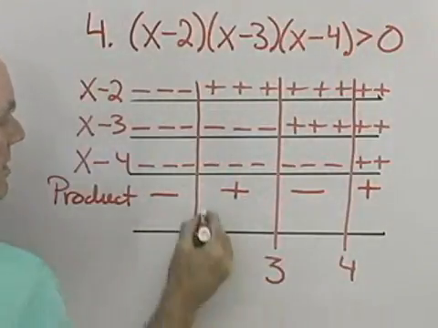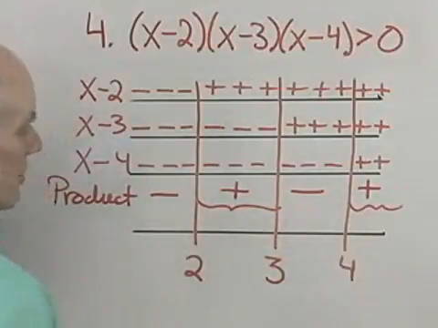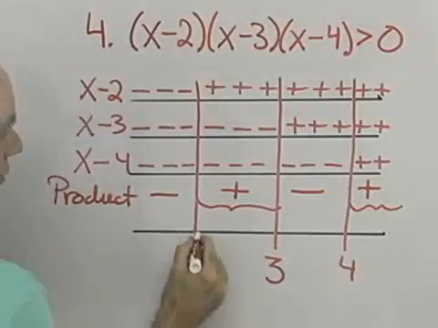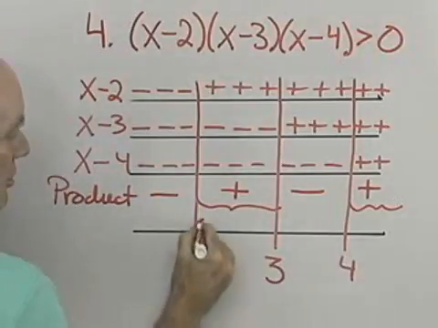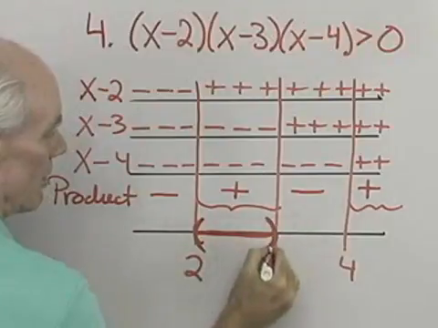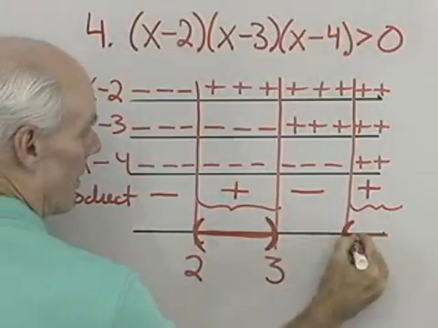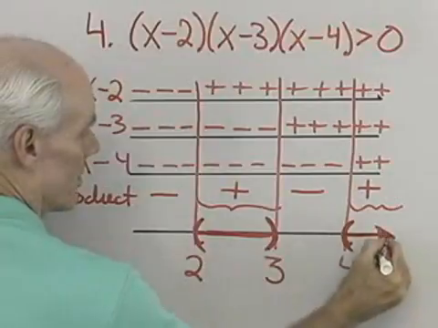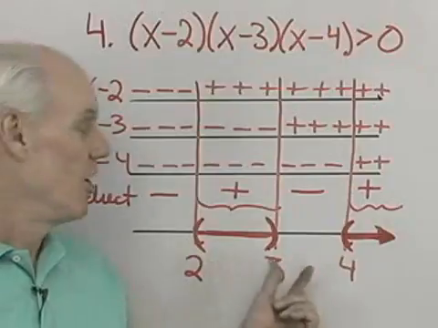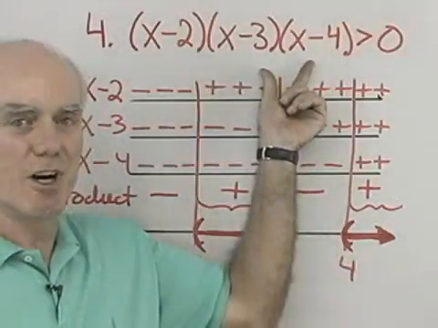I want it to be positive, so I'm going to look in here and then also out here for my solution set. So how about I'll go from 2 up to 3, not including 2 and not including 3, and then I'll go from 4 on up. So how does that look? All the real numbers between 2 and 3 or above 4 are numbers that satisfy this original inequality.